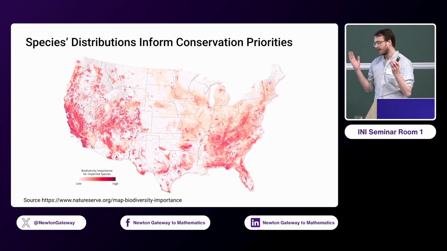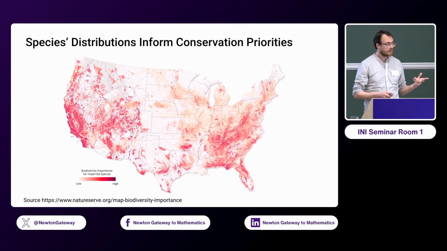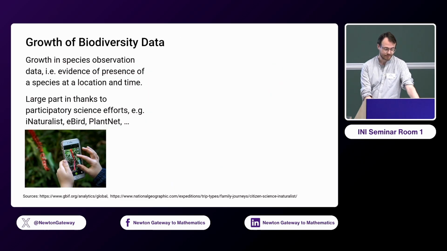I won't spend a lot of time motivating today why that's an important question, but you can imagine there are many reasons why we want to know where species are distributed, because it can inform conservation priorities. We have limited time and resources to tackle the dramatic declines we're seeing in the abundances of different species. If we know where they are, we can prioritize interventions towards specific hotspots and regions where we could have the most impact.